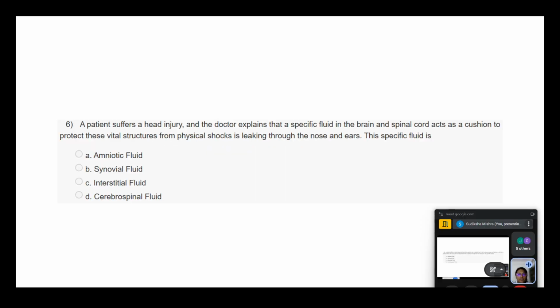A patient suffers from a head injury. The doctor explains that a specific fluid in the brain and spinal cord, which acts as a cushion to protect these vital structures from physical shocks, is leaking through the nose and ears. This specific fluid is amniotic fluid, synovial fluid, interstitial fluid, or cerebrospinal fluid. The answer is D, cerebrospinal fluid.